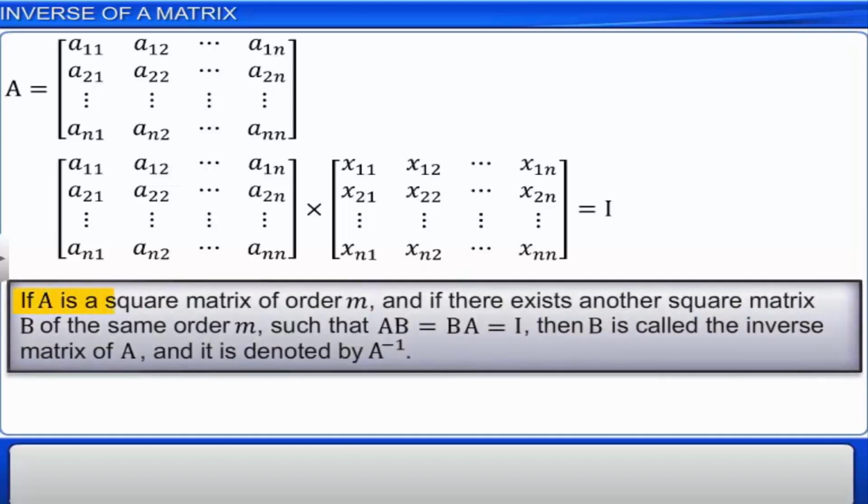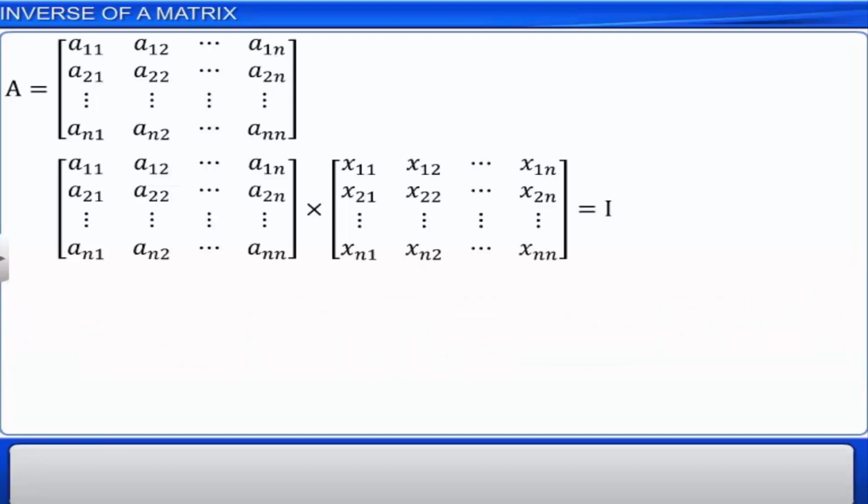If A is a square matrix of order m, and if there exists another square matrix B of the same order m, such that A multiplied by B is equal to B multiplied by A is equal to the identity matrix I, then B is called the inverse matrix of A. We have to be careful with notation used for the inverse of a matrix. The inverse of a matrix A does not mean that it is 1 divided by matrix A.